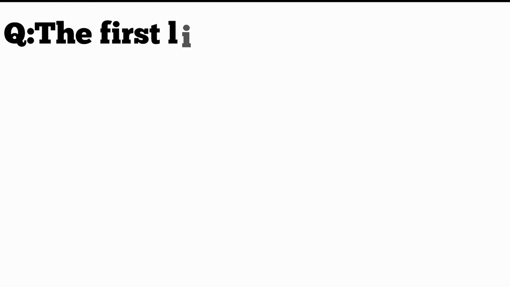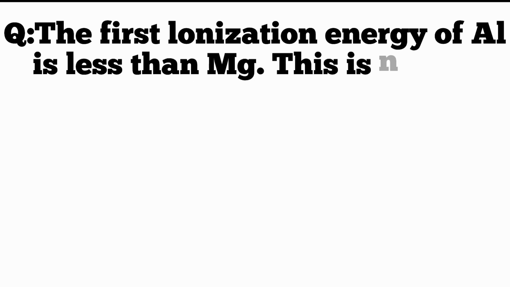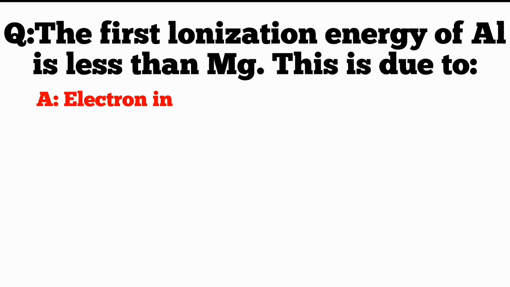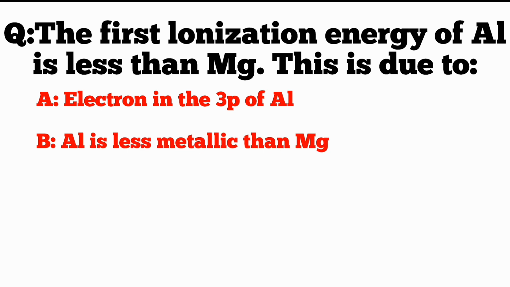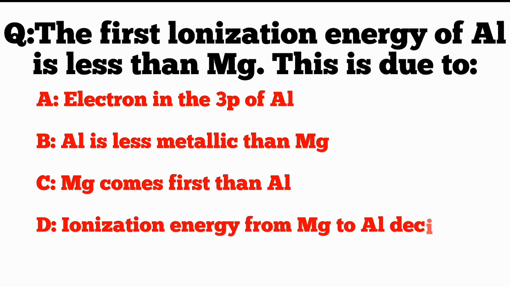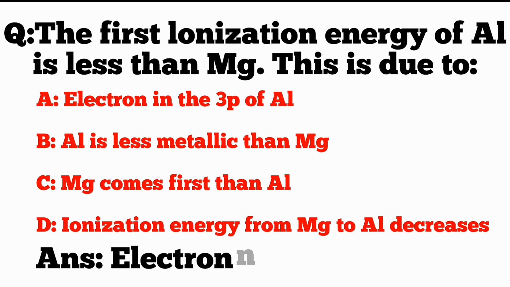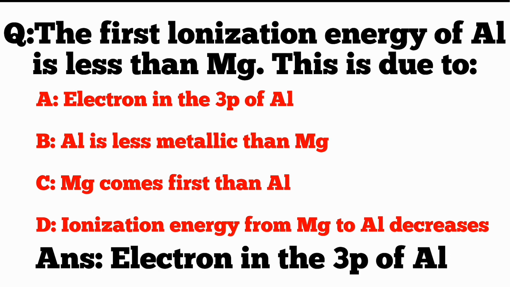Q. The first ionization energy of Al is less than Mg. This is due to A. The electron in the 3p of Al. B. Al is less metallic than magnesium. C. Magnesium comes first than Al. D. Ionization energy from magnesium to aluminum decreases. Answer: The electron in the 3p of Al.